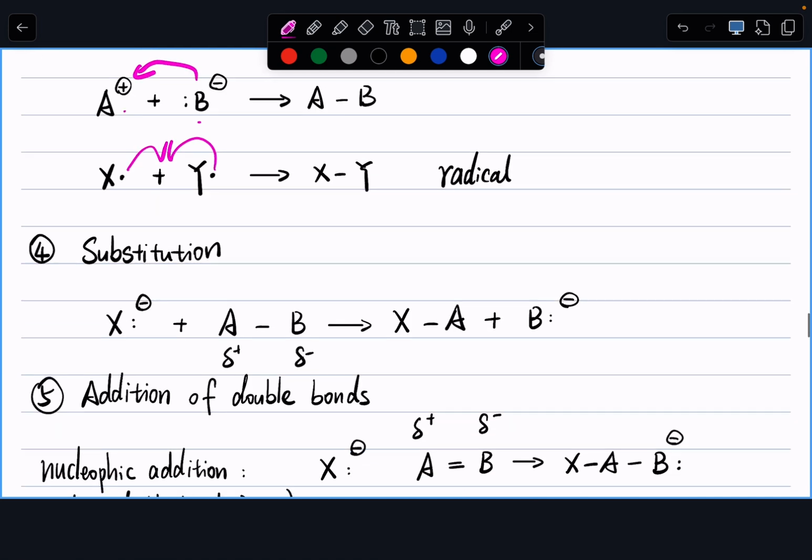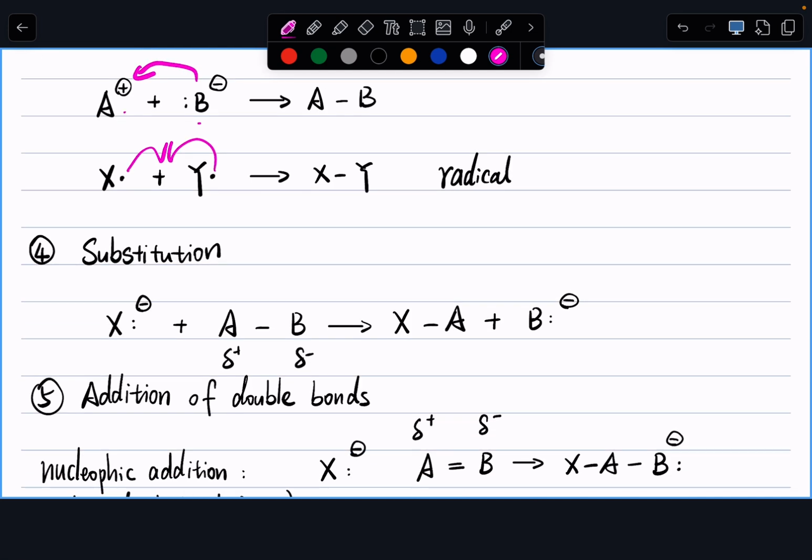For a substitution reaction, we're simultaneously forming an XA bond while breaking the AB bond. So for this kind of reaction, it's still a single-step process, even if we're drawing it with 2 arrows. In the transition state, the bond between your X atom and A atom is partially formed, and the bond between your A atom and B atom is partially broken.